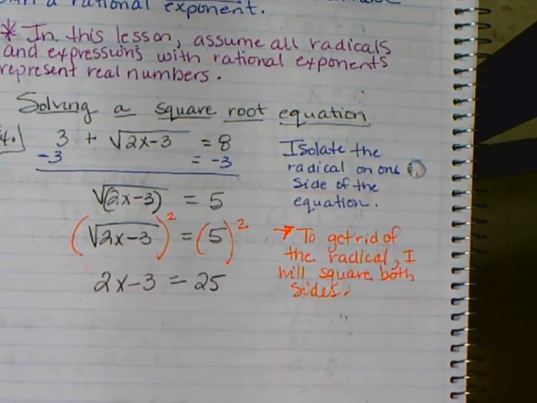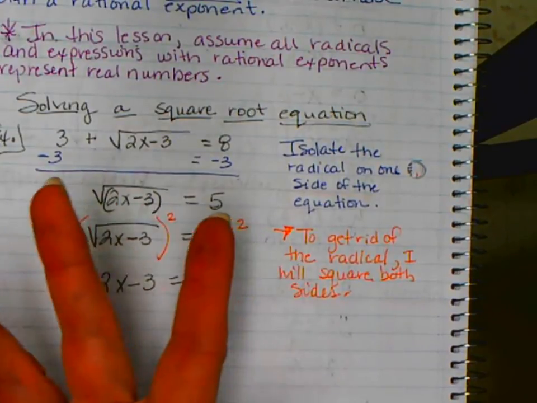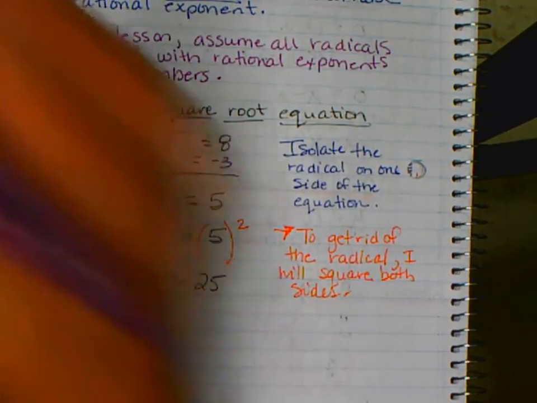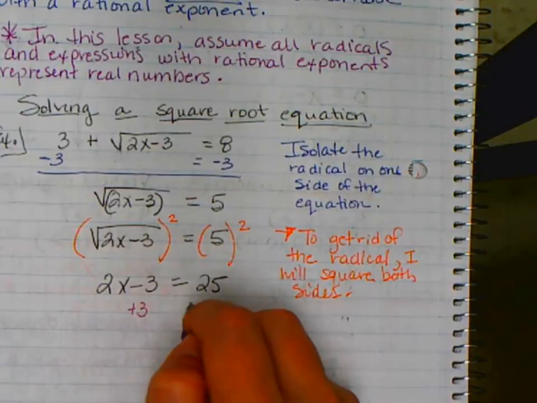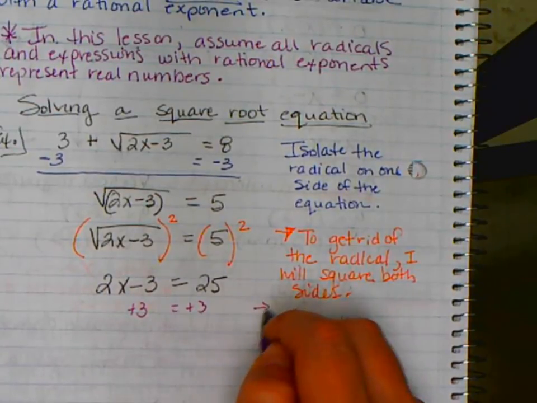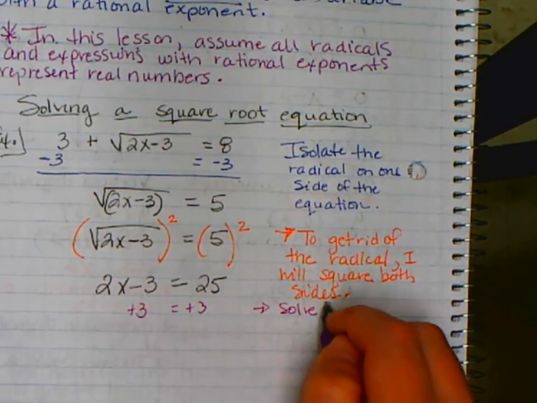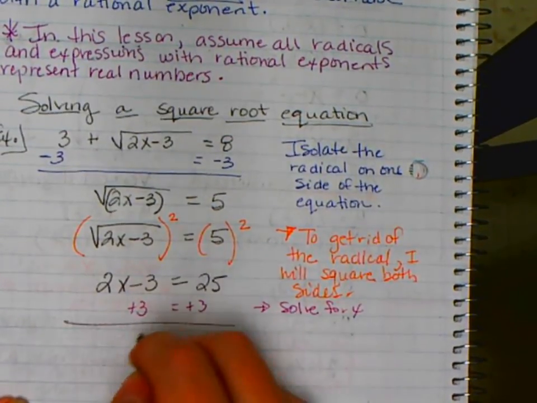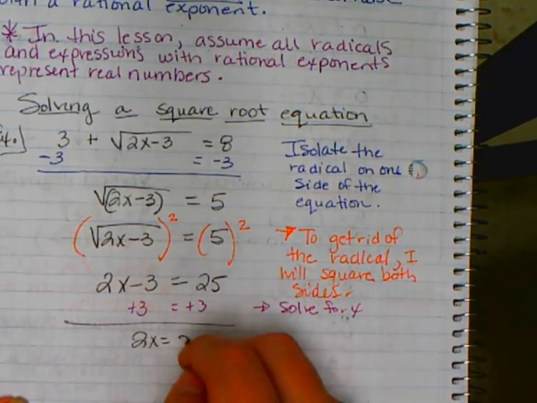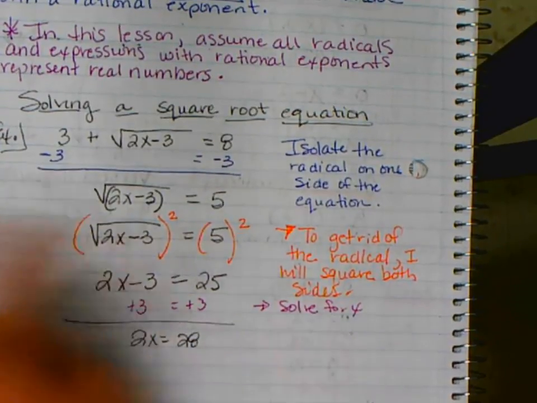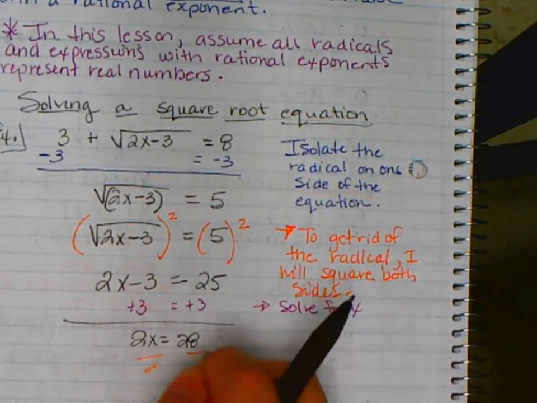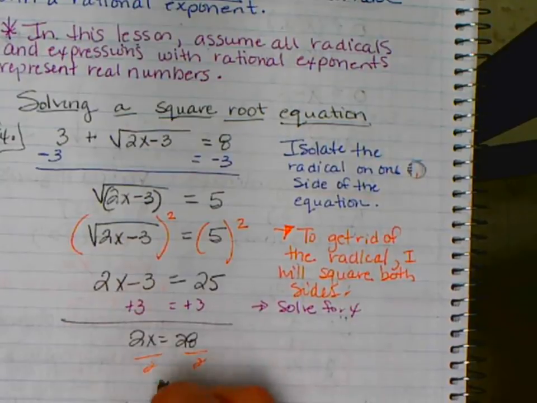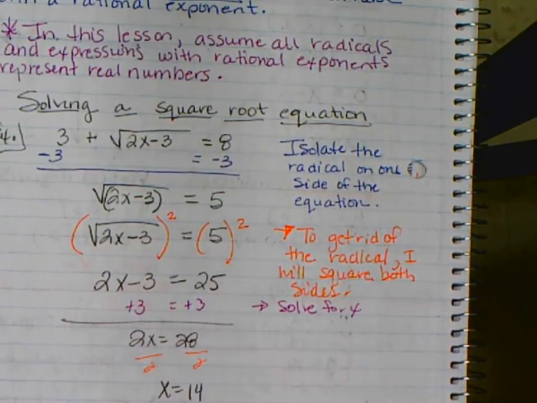Now what? Yeah, because we're just going to solve for x, right? So now it's the easy part. So add 3 to both sides. 2x equals 28. Divide by 2. And x equals 14.